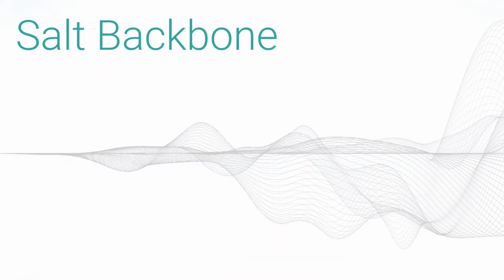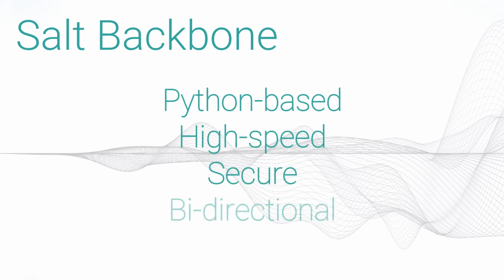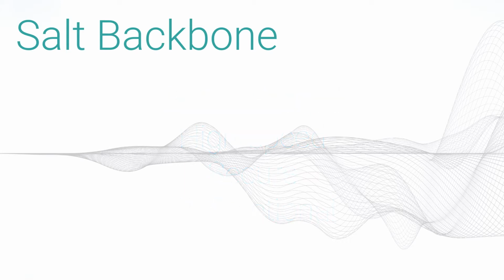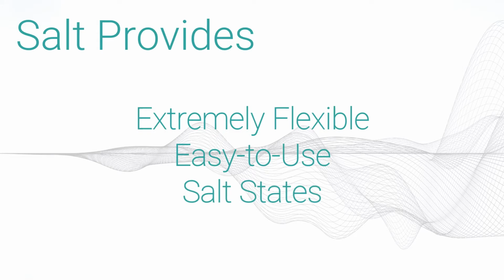The backbone of Salt is the Python-based remote execution engine, which creates a high-speed, secure, bidirectional communication bus for groups of systems such as servers, desktops, network devices, and essentially any other device that you might have a need to manage. On top of this communication system, Salt provides an extremely flexible and easy-to-use configuration management system that uses what we call Salt states, which we devote a whole workshop to later.